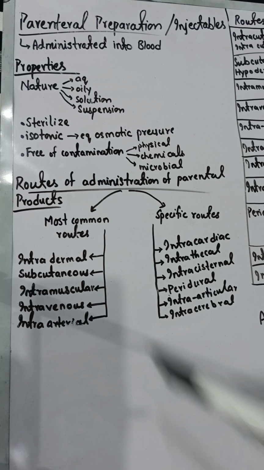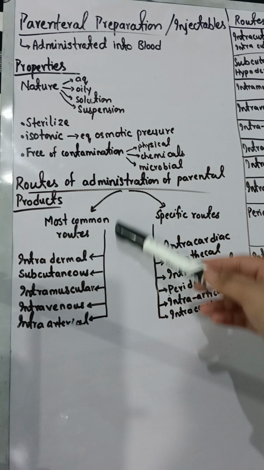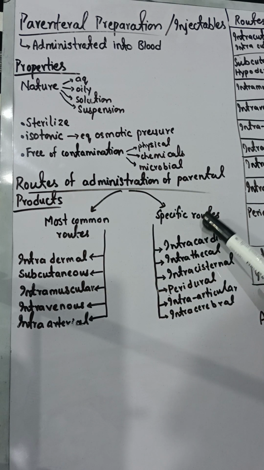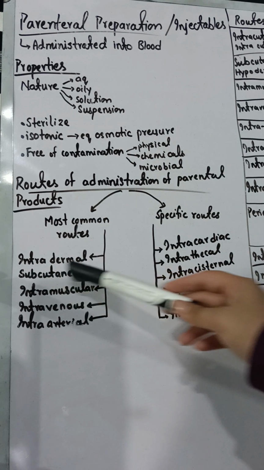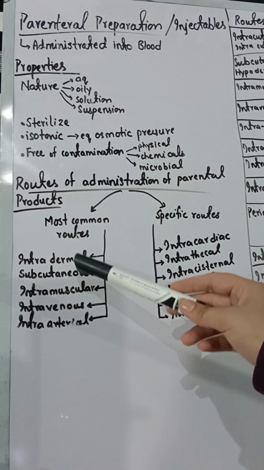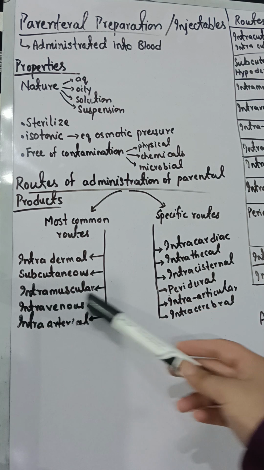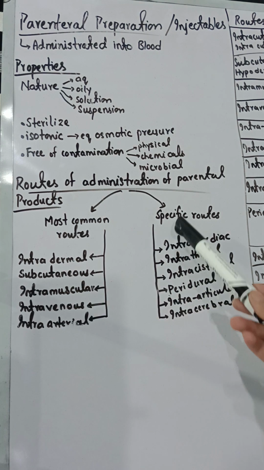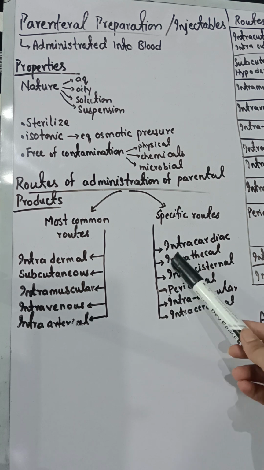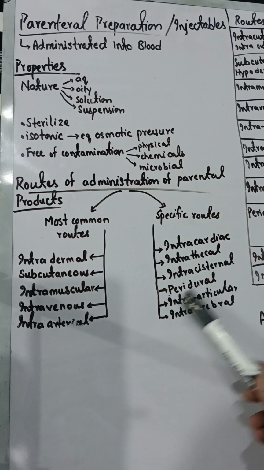Now we are going to discuss the routes of administration of parenteral products. There are two routes. First is the common route and second is the specific route which is not common. Now let's discuss the common routes. These are intradermal, which can also be called intracutaneous. Then subcutaneous, which can also be called hypodermic. Intramuscular, intravenous, and intraarterial, these are the most common routes. But these are the specific routes which are not common: intracardiac, intrathecal or intraventricular, intracisternal, peridural, intraarticular, and intracerebral.